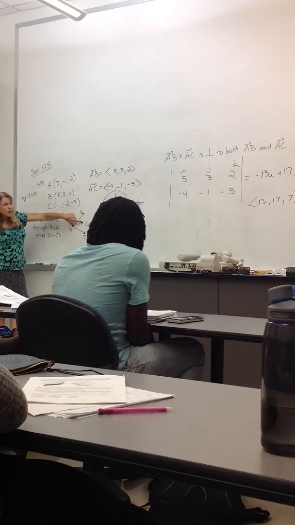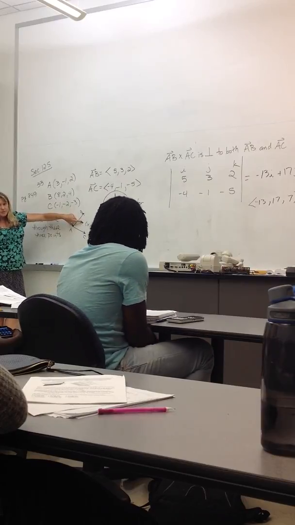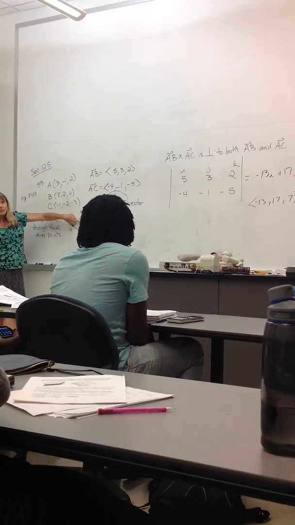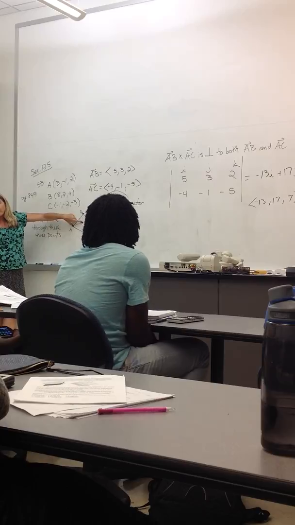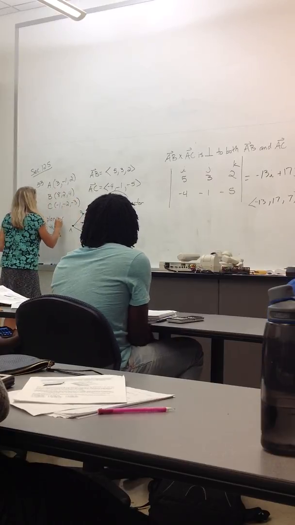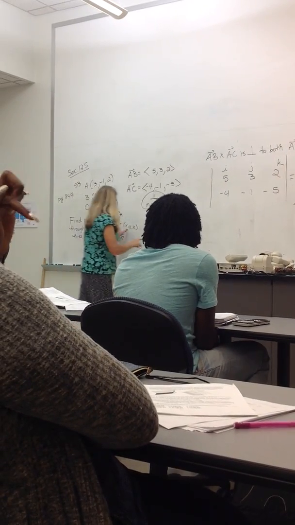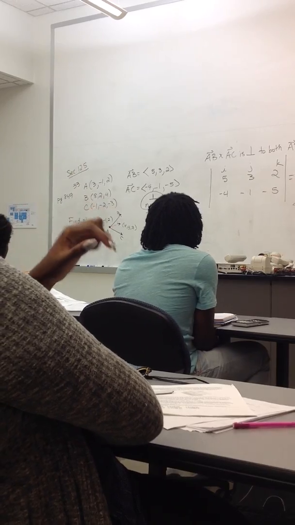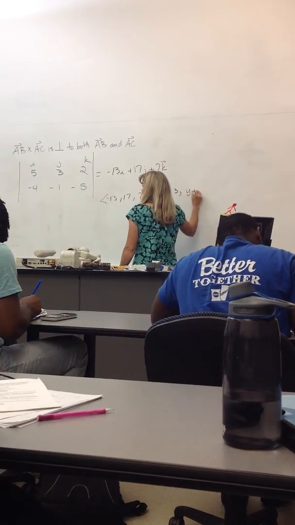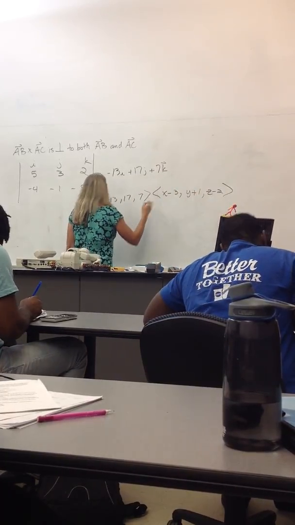What is true about the dot product of perpendicular vectors? If you find the dot product and your vectors happen to be perpendicular, what's the dot product going to be? 0. Okay? So I'm going to represent this generic vector. That generic vector would be x minus 3, y plus 1, z minus 2.